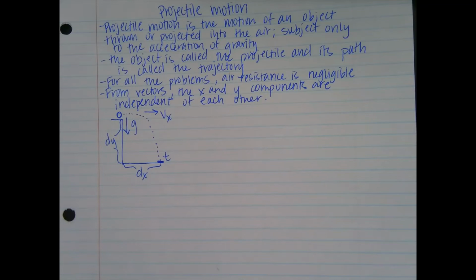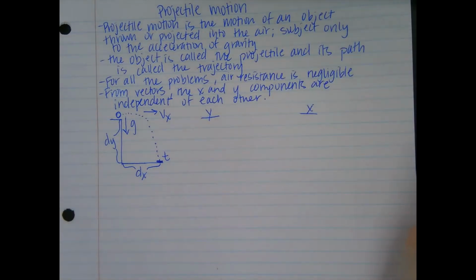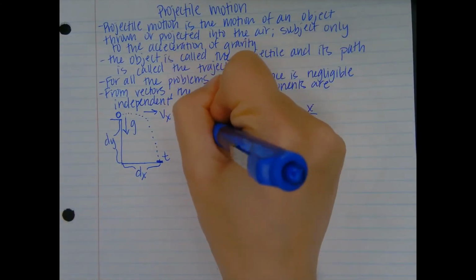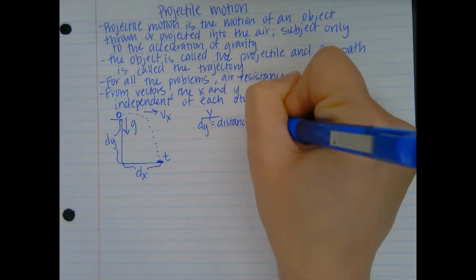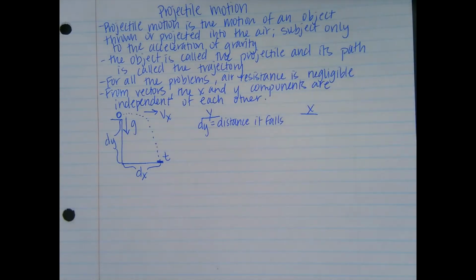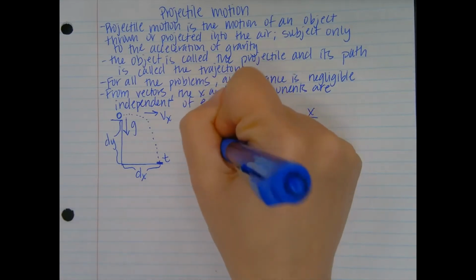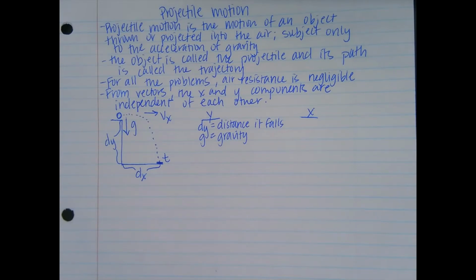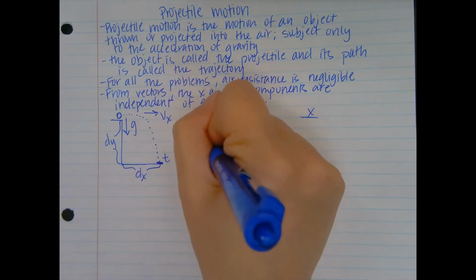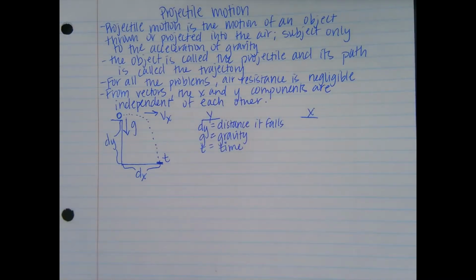So we're going to list out our variables and define them in the x direction and in the y direction. So in the y direction, okay, we have dy, which is the distance it falls. We have g for gravity, which is always what number? 9.8 meters per second squared. And then we have t, the time that it takes to fall. Okay, dy, g, and t.